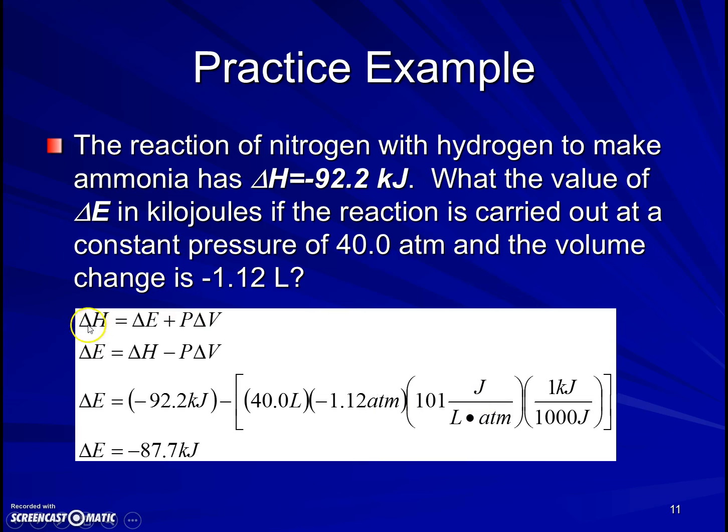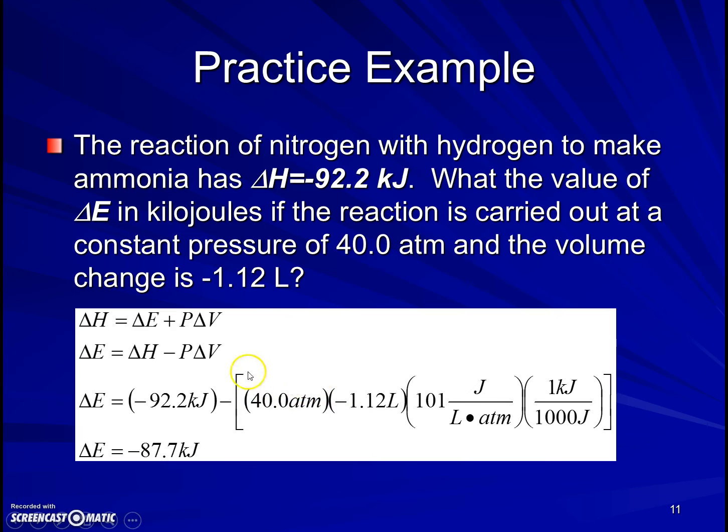So delta H, based on the equations we just learned, is delta E minus work, or plus P delta V. We can rearrange that to solve for delta E, since we know delta H and we know the change in volume. So delta H is negative 92.2 kilojoules, which means we need to get this work term in kilojoules. So I've got the work term spread out inside of these brackets. Work is pressure, which is negative. Let me fix this. Hold on just a second. That's better. Had a unit error here.